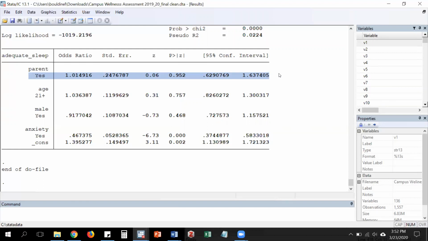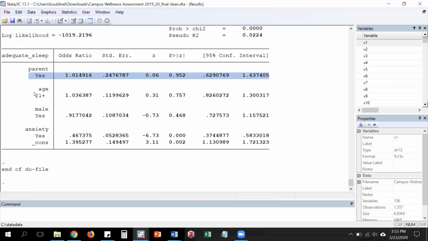So it's gotten even closer to 1 when we adjusted for other variables. Still not significantly different. Our p-value is 0.95, so we still fail to reject the null. So this is telling us that even if we account for differences between these students that might be confusing the relationship between parent status and sleep, there's still no relationship. We still find no evidence of a statistically significant association between students who are parents and getting adequate sleep.